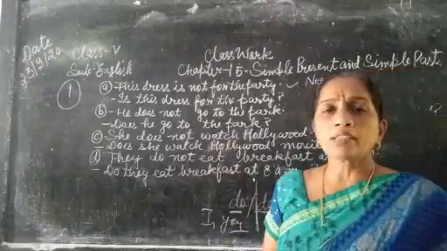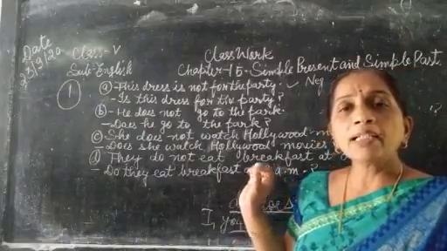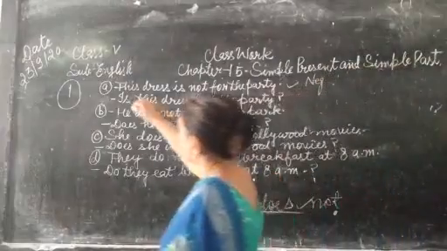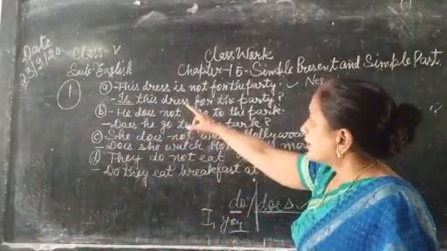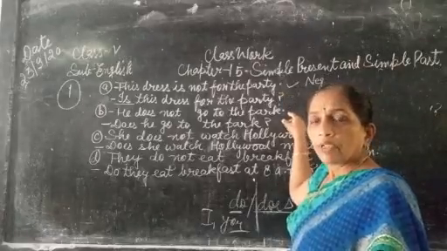And in interrogative sentences, as I told you, the helping verb is put at the beginning of the sentence. Is, we have to start from this place. Is this dress for the party? We have to write this way.